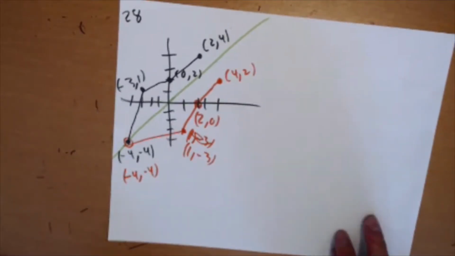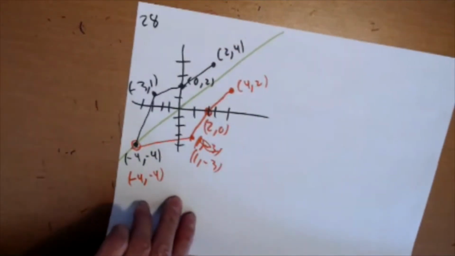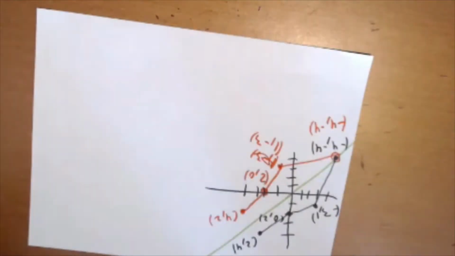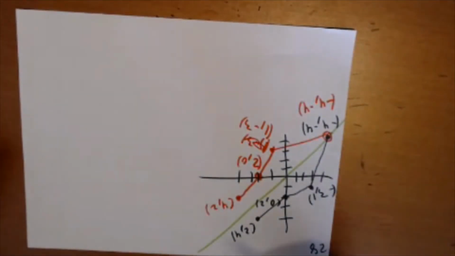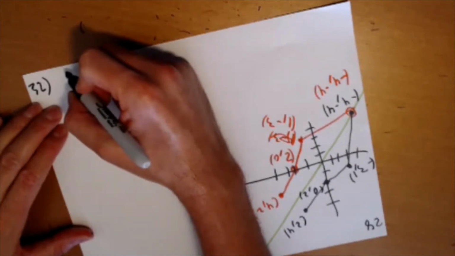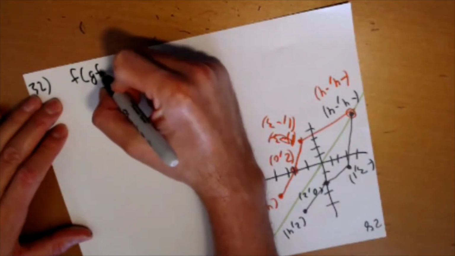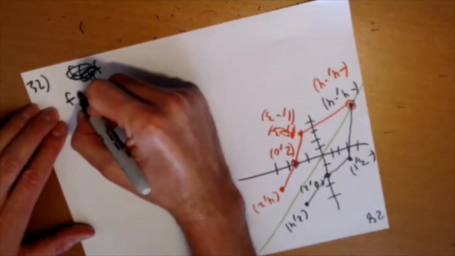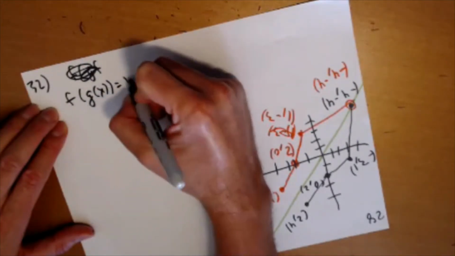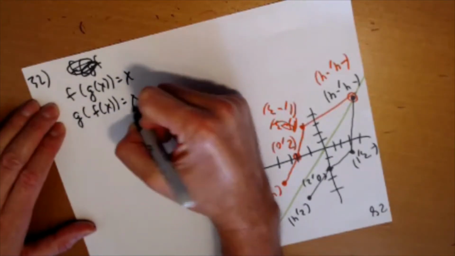Determine whether or not the given functions are inverses. Okay, do some work on here. So, an inverse, 32. f of g of x equals x. g of f of x equals x.